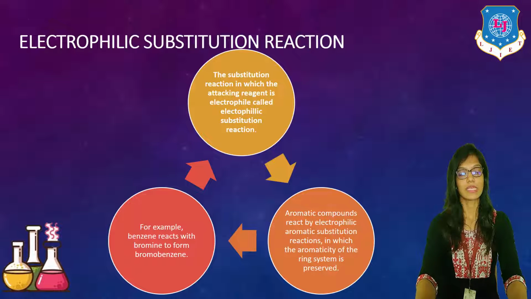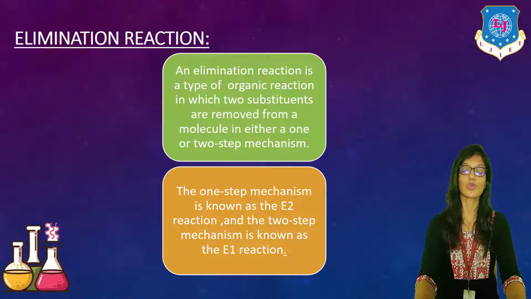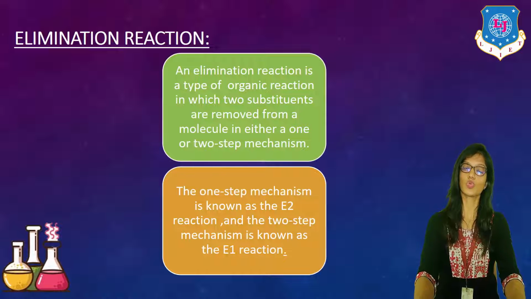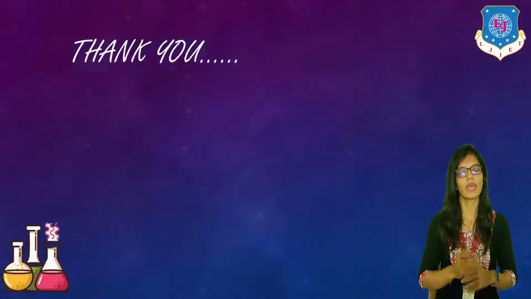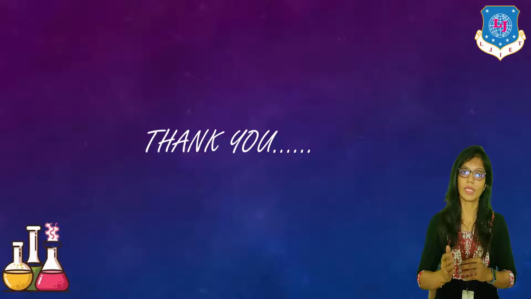Right? We will see elimination reaction also. An elimination reaction is a type of organic reaction in which 2 substituents are removed from the molecule in either one or two steps of reaction, and depending upon that we get 2 different mechanisms, E1 and E2. They follow the same way, but it's an elimination reaction. This is all for this session.